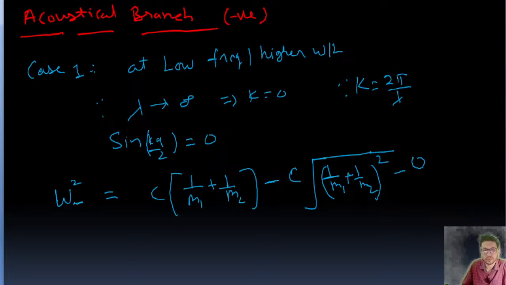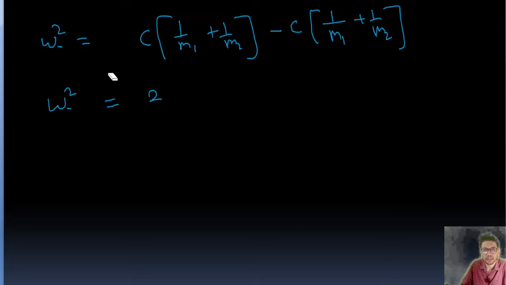So you can see these are going to get cancelled, same value. So omega is going to be 0. This will get cancelled with this, right? So this value is 0. So at lower frequency in the acoustical branch, the omega value is 0, or omega minus is 0.